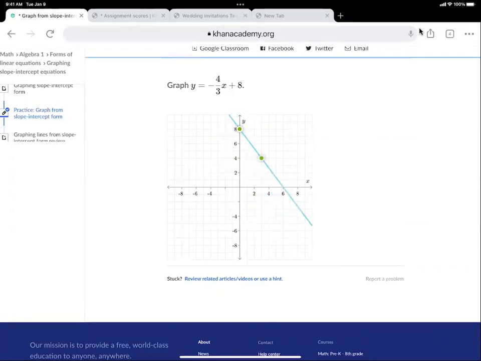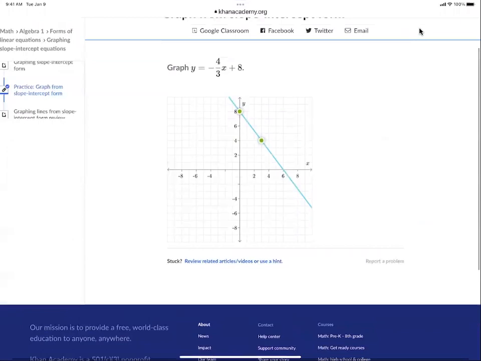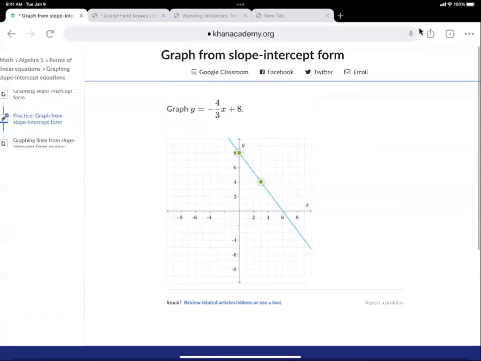And just take a second to glance at it. Did I fall 4 and run 3? In this case, I did. So then you hit check. Okay. Just drag your points around. I wanted to show you that.